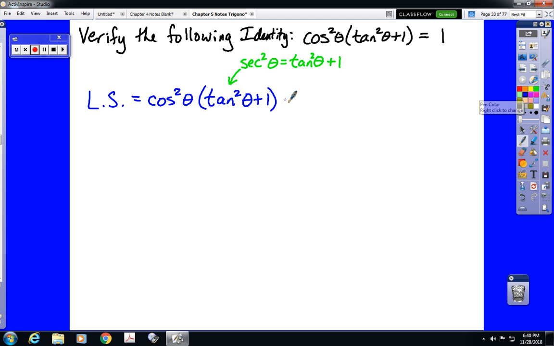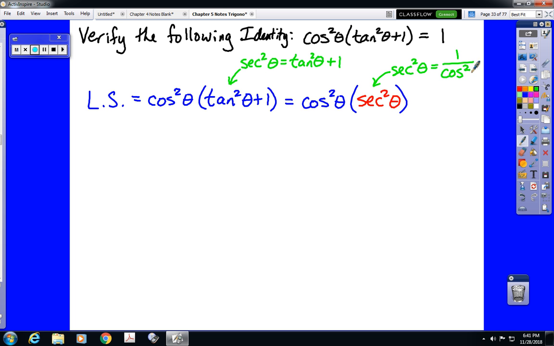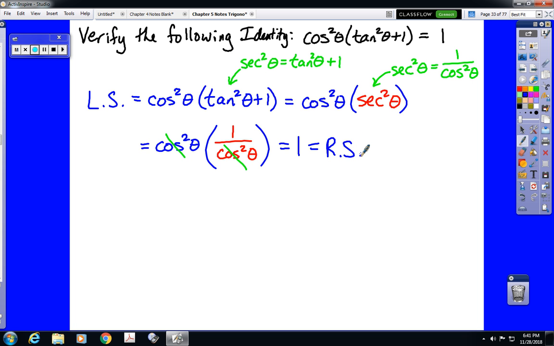So that would allow us to change this into cosine squared theta times secant squared theta. Then we are going to replace secant squared theta with 1 over cosine squared theta. So that would give us cosine squared theta times 1 over cosine squared theta, which would cancel and leave us with 1, which is the right side of the expression.